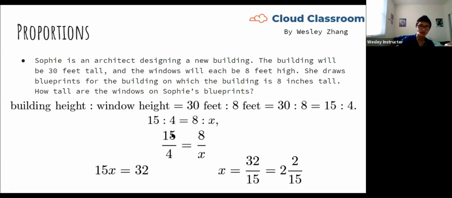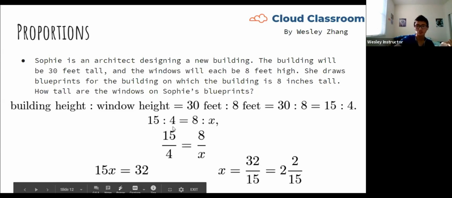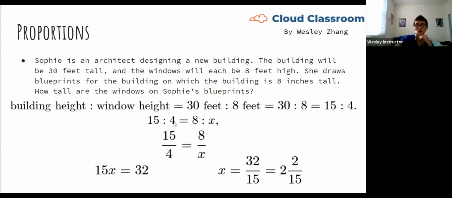And then we set up these ratios very similar to fractions, and then we just solve for x. So we multiply each side by 4 and multiply each side by x, and we get 15x equals 32. Well, then we divide each side by 15, and that's our answer. X equals 2 and 2 over 15 inches. And notice here, even though 15 to 4 is in feet, and 8 to x is in inches, we can still make them proportional.